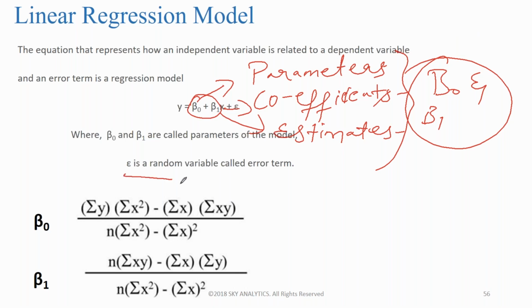And epsilon is a random variable called the error term. Error is your actual value minus predicted value, and in some machine learning books they represent it as small e.